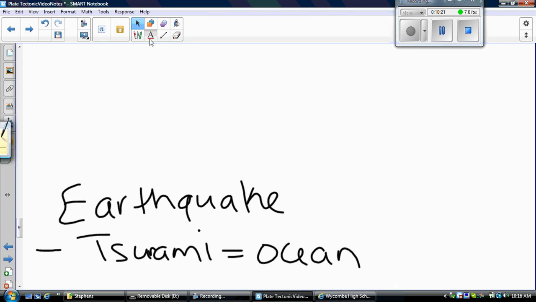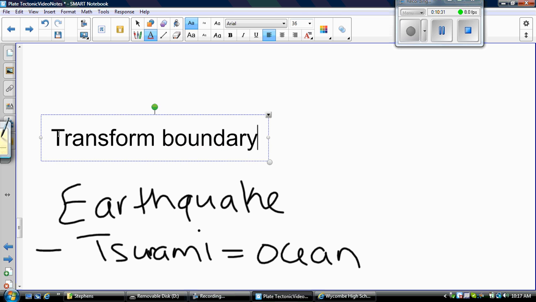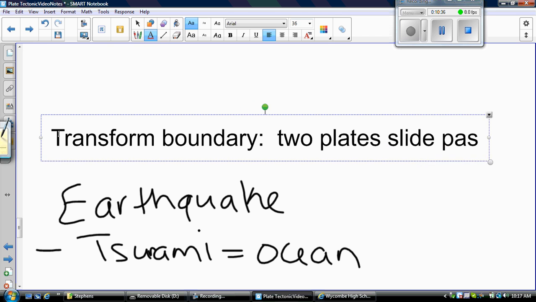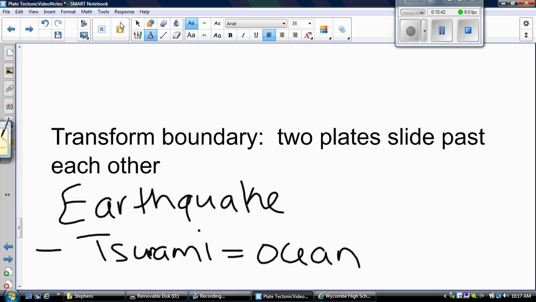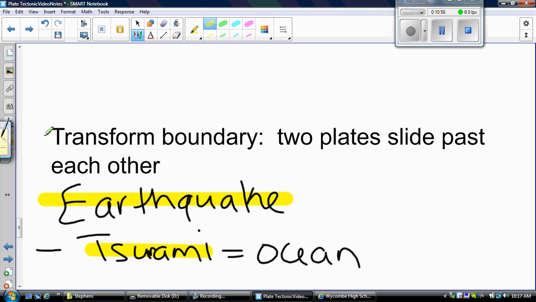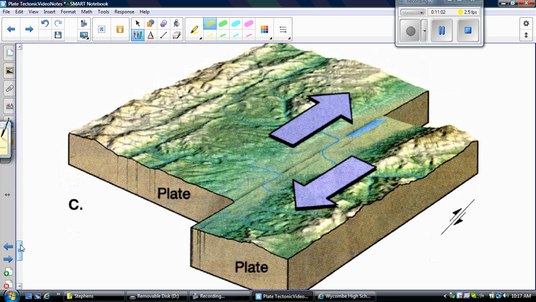Now the last type of boundary is your transform boundary. A transform boundary is where two plates slide past each other. Okay, when this happens, you get one thing that occurs, and that's your earthquake. Okay, so your earthquake forms anytime two plates slide past each other. If it's underwater, if it's oceanic plates that are sliding past each other, you get what's called a tsunami. So that's an earthquake that occurs underwater. Okay, and this is what it looks like when two plates are sliding past each other.